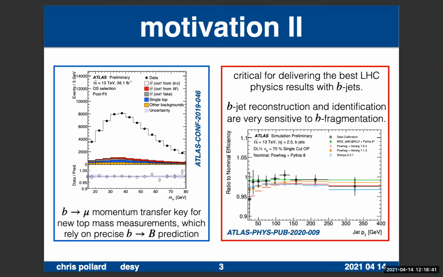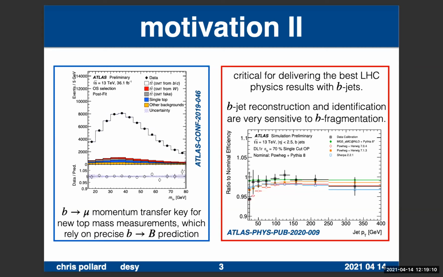In order to do this, you really need to understand the b quark to b hadron momentum transfer very, very well. This is one example of an analysis where this is super important, but also more generally in Higgs and top analyses and in searches at the LHC, it's really critical that we understand b-fragmentation, because our understanding of that limits how well we can identify b-jets and reject charm and light jet backgrounds in our detectors.